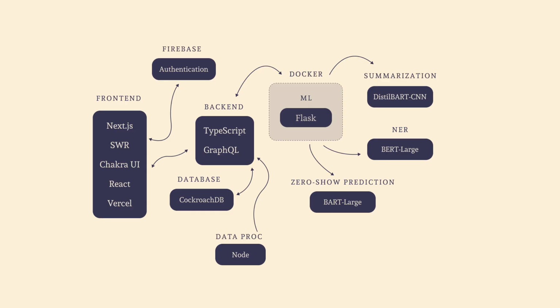Our web part was built in React with extensive use of SWR and Chakra UI. We deployed it to Vercel and Google Cloud. For our backend, we did all of our authentication in Firebase, and we used TypeScript and GraphQL to power a serverless async webhook engine. We also used the Apollo editor to wrap CockroachDB in GraphQL. As for machine learning, to summarize the text, we used distilled BART CNN. For named entity recognition, we used BERT large, and for our zero-shot categorization prediction, we used BART large. For infrastructure, we Dockerized Flask to serve our machine learning models on Google Cloud Run, and our data processing was done using Node running on Google Cloud as well.